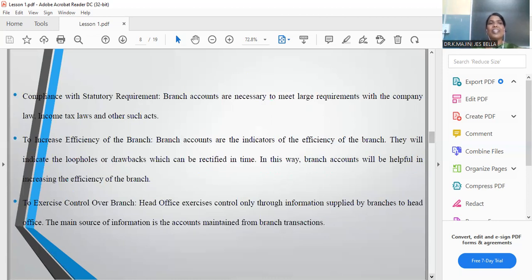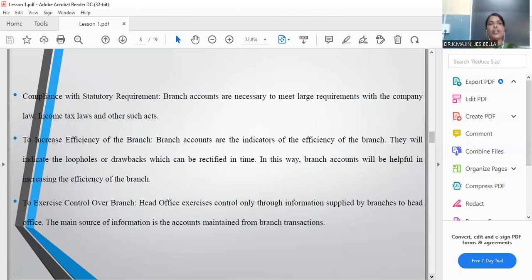Next objective is to increase efficiency of the branch. All the organizations, owners, and higher officials are willing to increase the efficiency of the branch. Even though they have the willingness, they should try to increase the efficiency of the particular organization. Why? Because only then can they get a very good reputation from the society. Branch accounts are the indicators of the efficiency of the branch. They will indicate the loopholes or drawbacks which can be rectified in time. In this way, branch accounts will be helpful in increasing the efficiency of the particular branch.